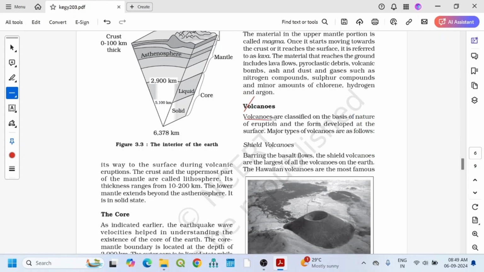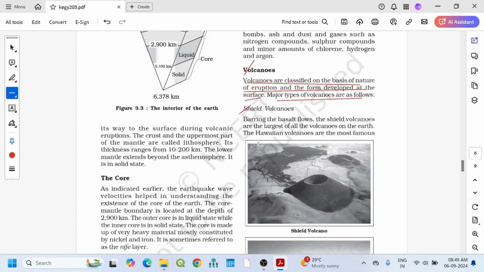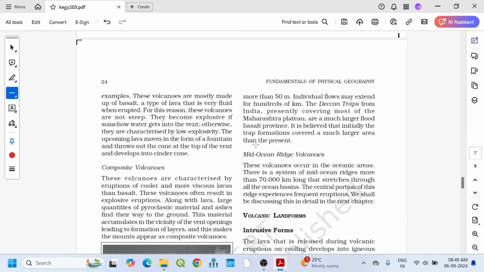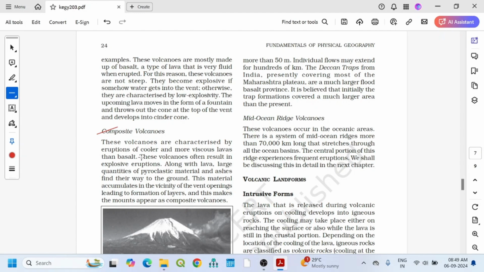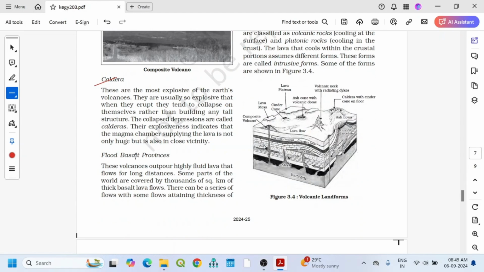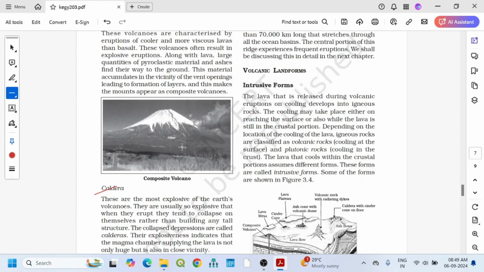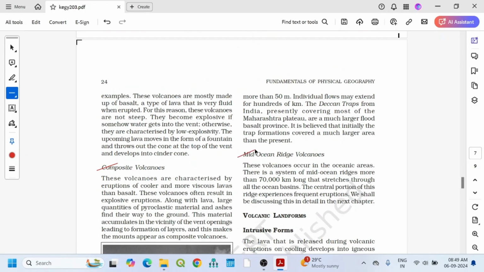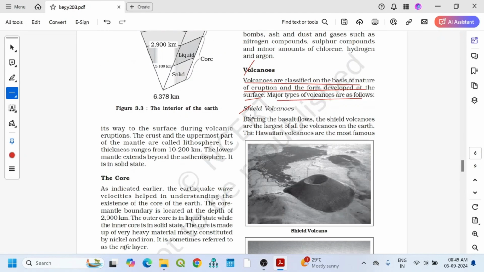Volcanoes are classified on the basis of nature of eruption and form developed at the surface. Major types of volcanoes are as follows, that is shield volcanoes, composite volcanoes, then caldera, flat basalt provinces, and mid-ocean ridge volcanoes. Shield volcanoes.